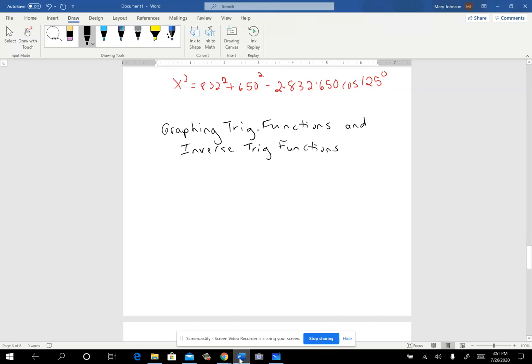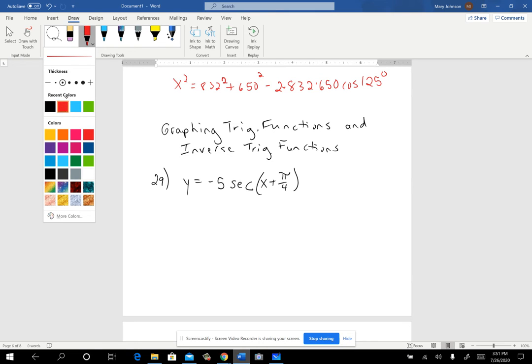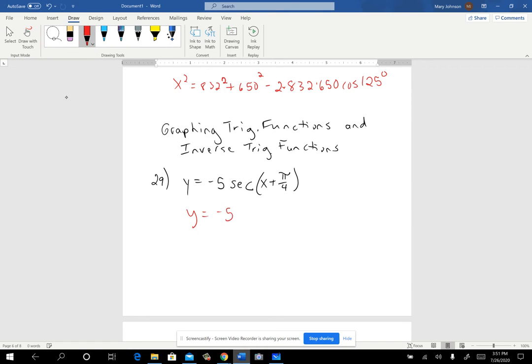All right, we're going to continue reviewing, and I'm now moving on to graphing trig functions. I just wanted to look at one of those, like number 29. It was -5 secant of x plus pi over 4. So first thing I'm going to think is that I'm going to start by graphing y equals -5 cosine of x plus pi over 4.